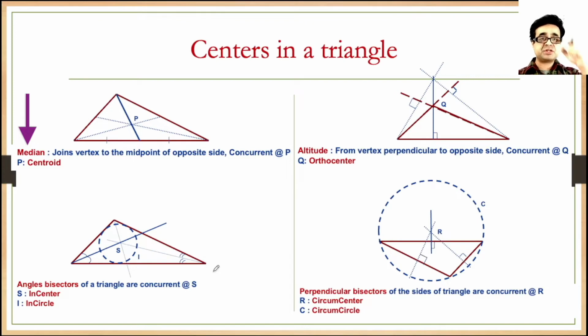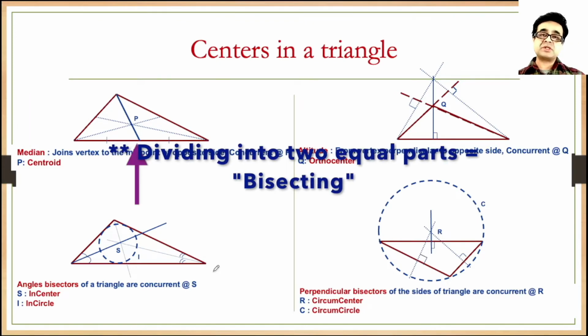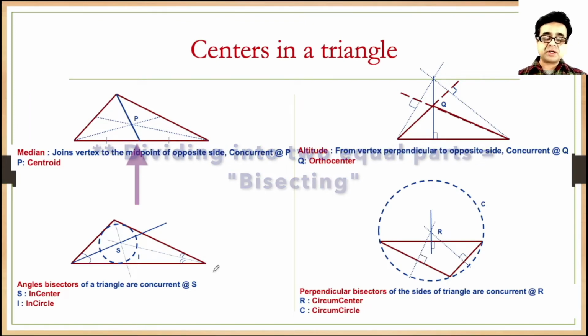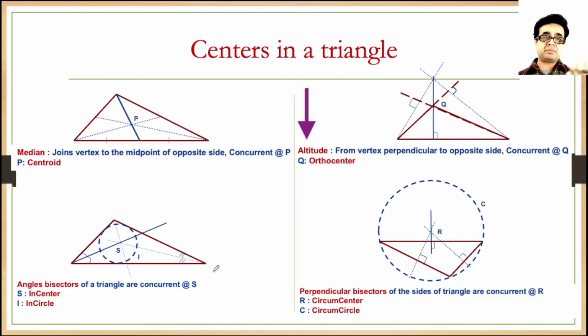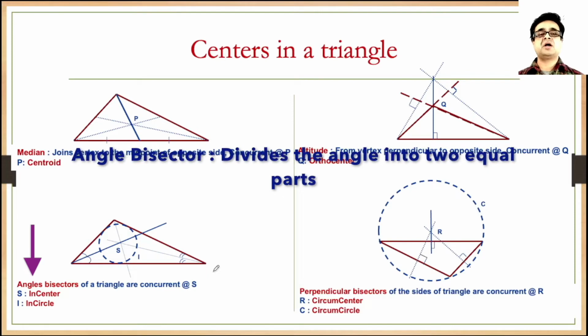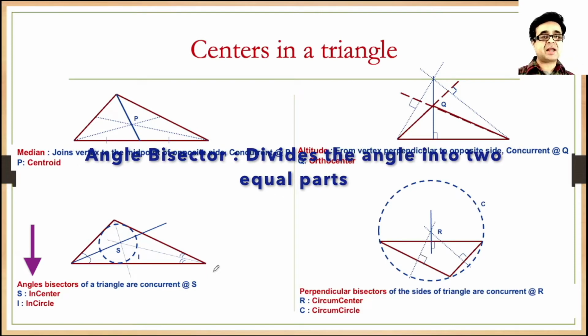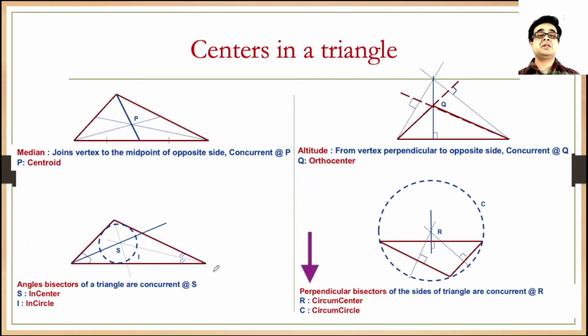A median, which divides the opposite line into two equal parts. Altitude, which is the perpendicular from the vertex to the base. Angle bisectors are the lines which bisect the angle of the triangle, and there are perpendicular bisectors, which are different from altitudes because they are drawn from the middle of the line all the way up, and they may or may not connect with the opposite vertex.